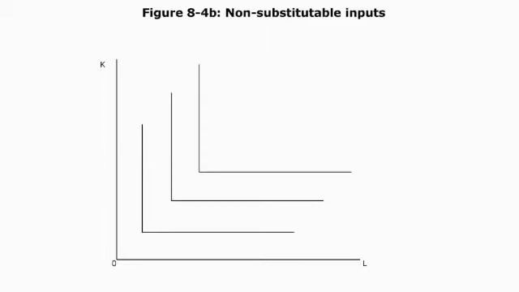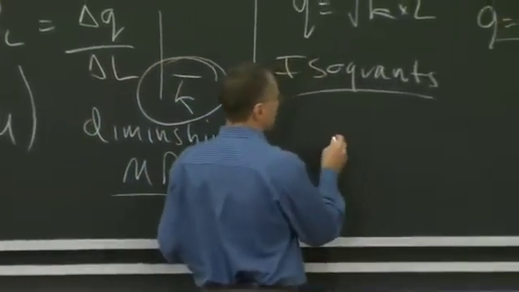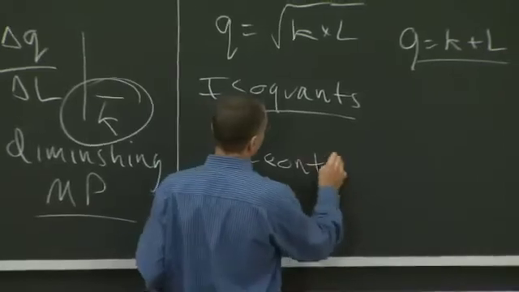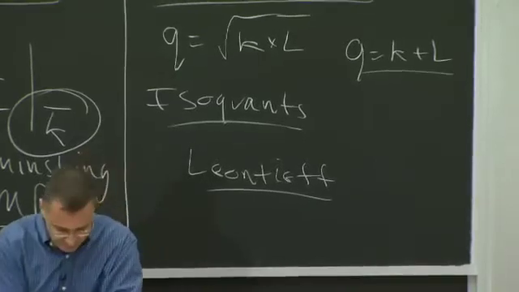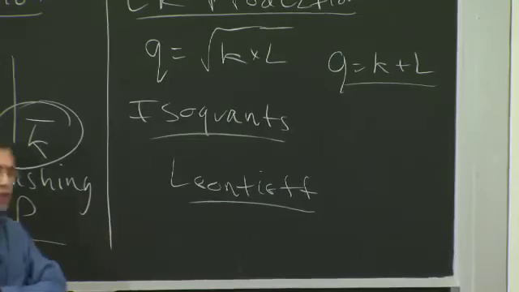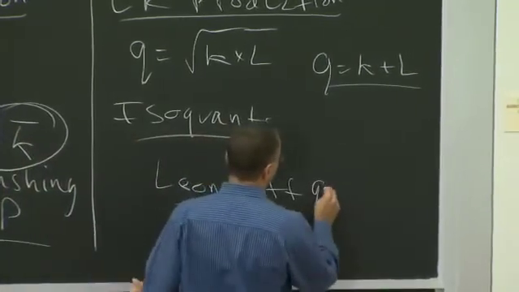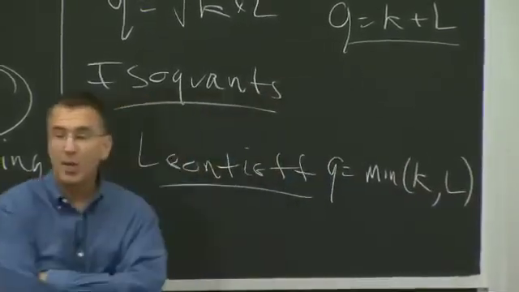Figure 8.4b would show you non-substitutable inputs, where given an amount of one input, it doesn't matter how much you have of the other. We call these non-substitutable isoquants Leontief production functions, for Wassily Leontief, an old economist. A Leontief production function is one where your production Q equals the min of K and L.